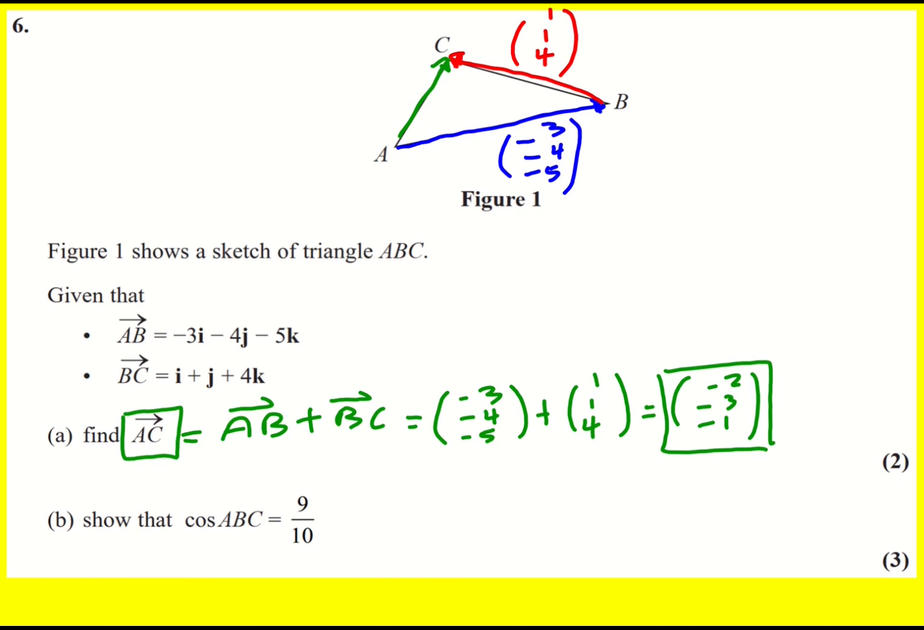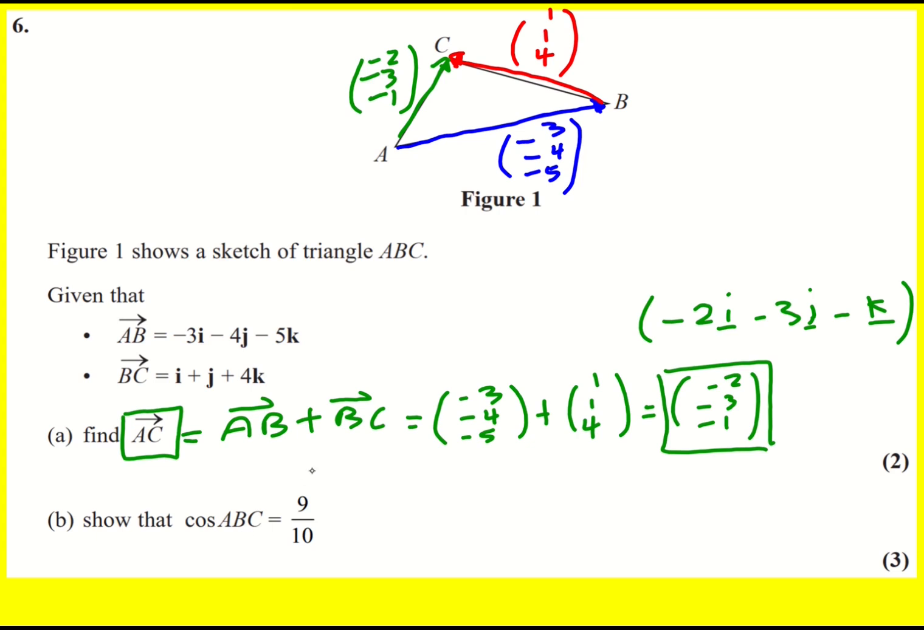It doesn't say I have to write it in component form, so this is absolutely fine. Alternatively, you can write it as -2i, -3j, -k, underlining the letters to show they're vectors. Let's add that to our diagram.